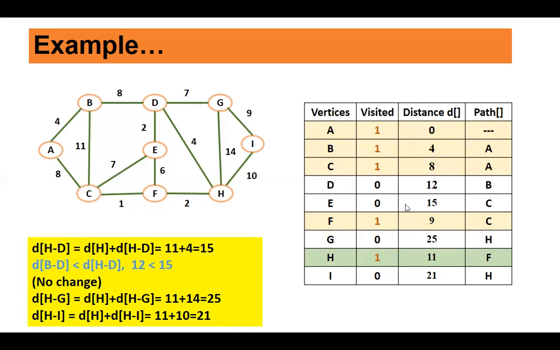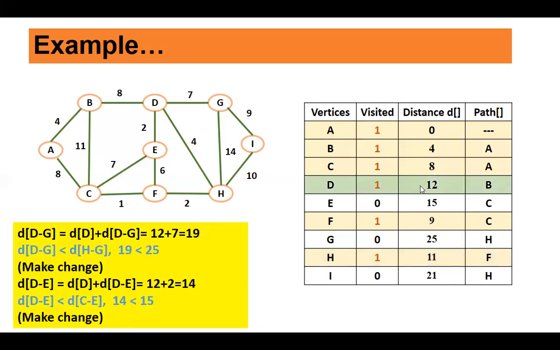Okay. Now the next minimum you need to consider from 12, 15, 25 and 21. So if you look at it carefully, the next minimum is D, that is 12. Now from D you can reach B, you can reach E, you can reach H and you can reach G. B is already visited, it's already in the shortest path, cannot be considered. H is also already in the shortest path, it cannot be considered. So what will you be considering? You'll be considering E and G.